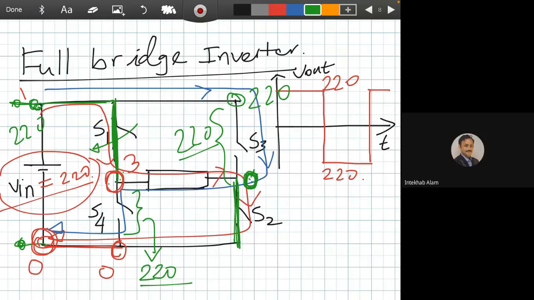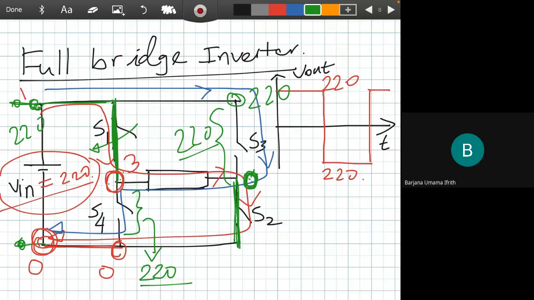Clear? Sir, could you please repeat for S3? Sure. Whenever we close the switch S2, the ground 0 will appear at the point, the green 0. This is the connecting point of S3 and S2. Okay.